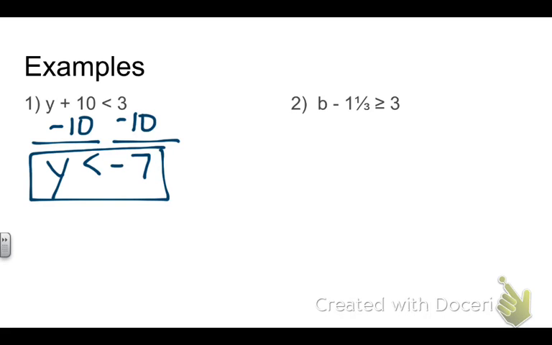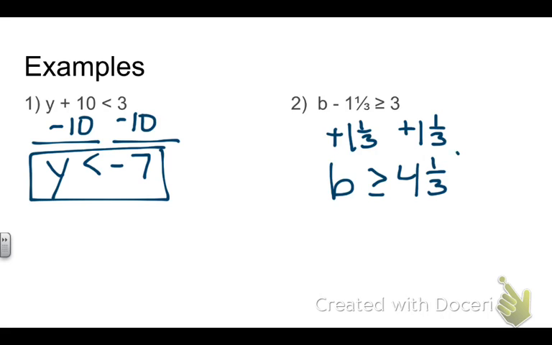Same thing for number 2. B minus 1 1/3 is greater than 3. So what could the possibilities of B be? Add 1 1/3 to both sides. And then B is going to be greater than or equal to 4 1/3. Done. Alright, adding and subtracting, no tricks.